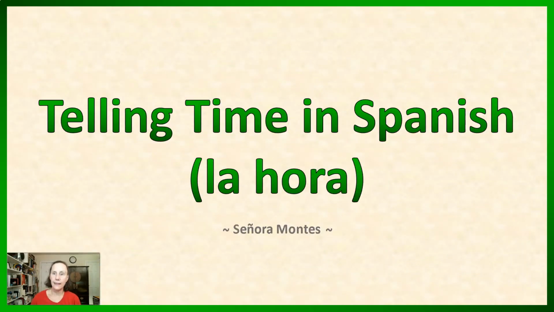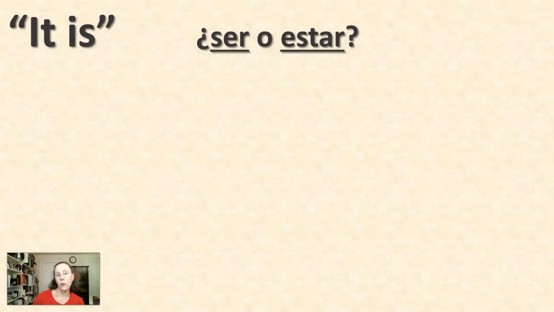That is, la hora. First of all, when we are telling time, we are going to say, it is 2, it is 3, and we are going to be using the verb to be. And if you'll remember, in Spanish, we actually have two verbs that are to be, ser and estar. So which one are we going to use?